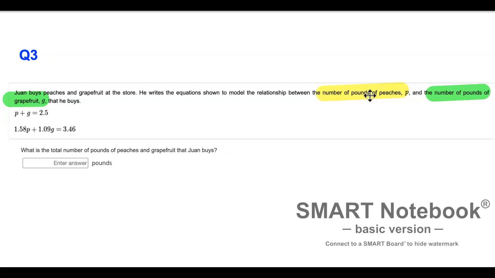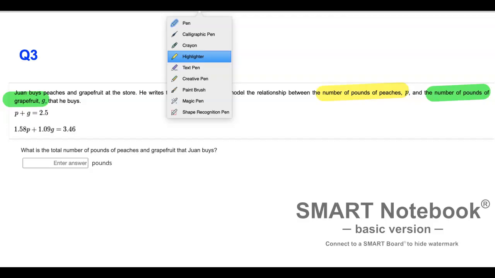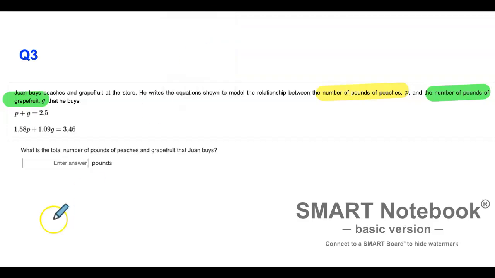That first equation in our system of equations is telling us the answer. It says the number of pounds of peaches plus the number of pounds of grapefruit is equal to 2.5. So here the answer to the question is 2.5.